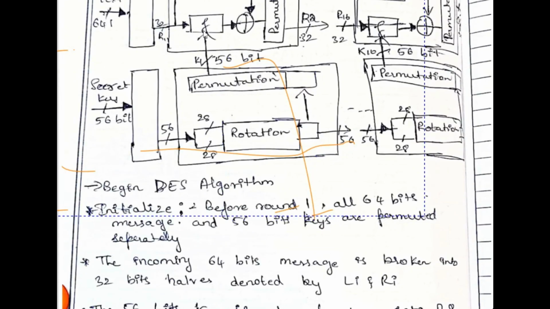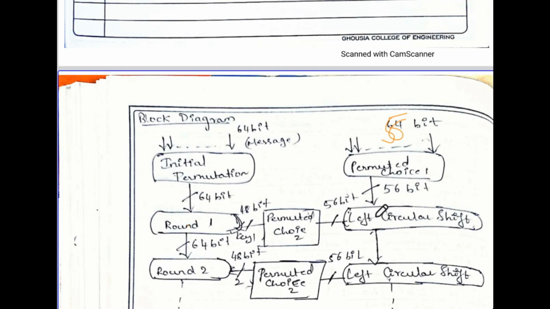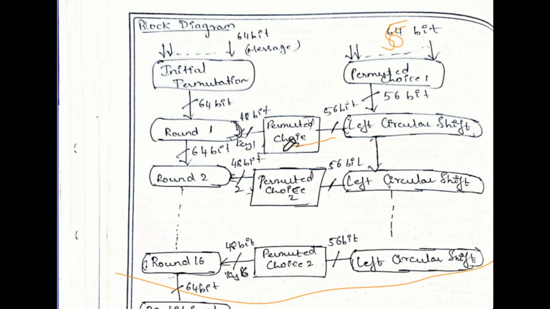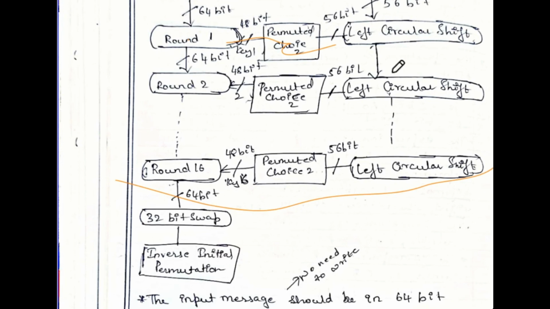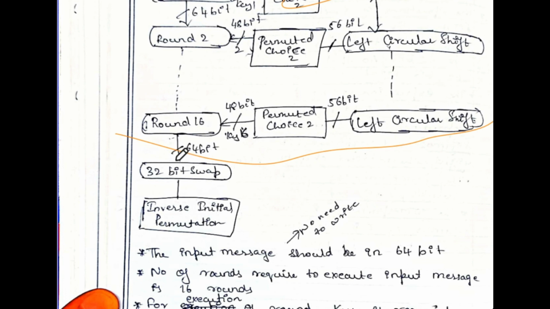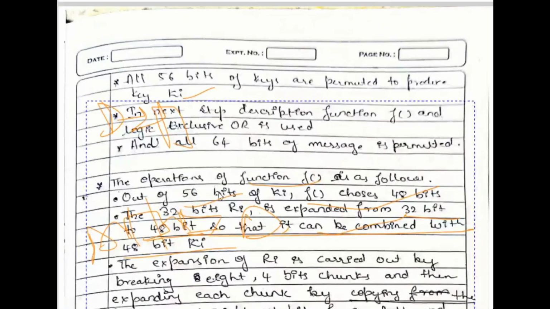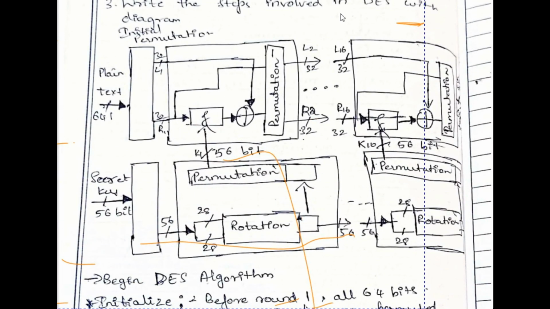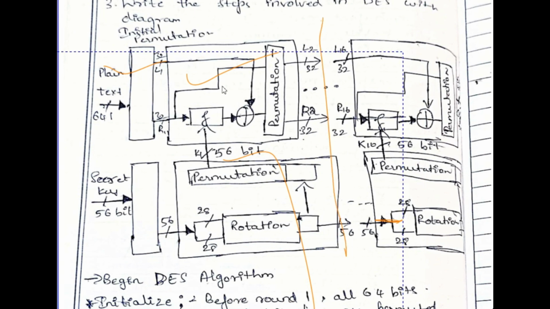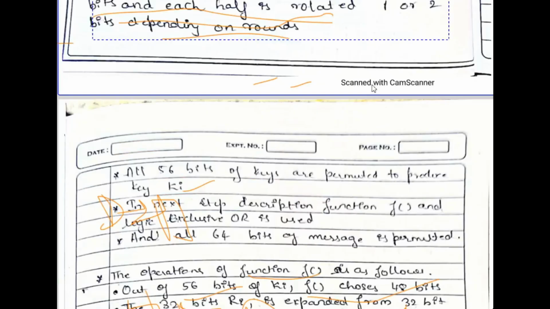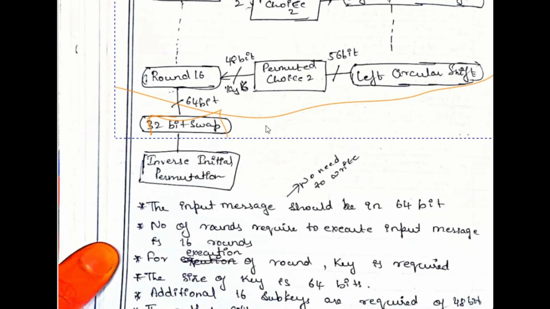From here it has to go to function F. This is what is happening: a left circular shift is used and it is sent to permuted choice 2, and from the 56-bit key, 48-bit keys are selected. This process happens for all 16 rounds, and then the 64 bits are converted into 32 bits. Before coming to the first round, the message would have been processed many times. So this process is shown.